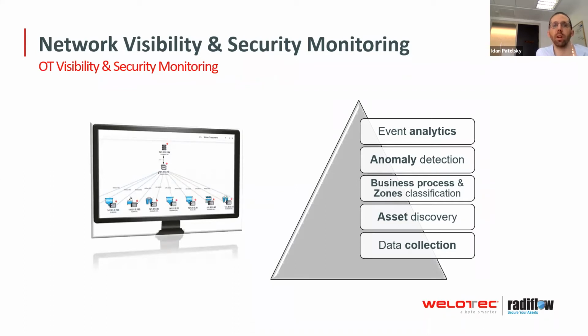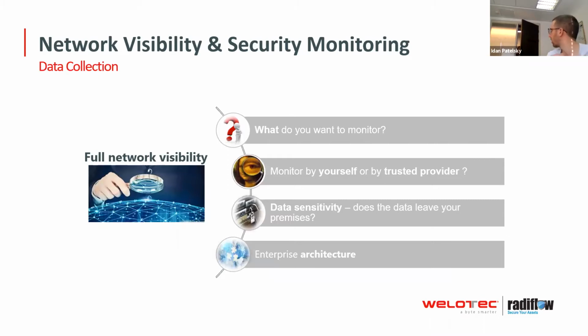Okay, so if we look at the basic substation network architecture that Jan presented, the first thing we want to achieve is really the visibility and the security monitoring. And this is done by achieving a number of layers. The basic one is the data collection, meaning we need to collect data from every part of the network. This is allowing us to discover the assets and then go to the logic layer of classifying these assets into business process and zones. And at the final stage, we can then detect anomalies and do some event analytics, which helps us in our security monitoring. So the first stage is really the data collection.